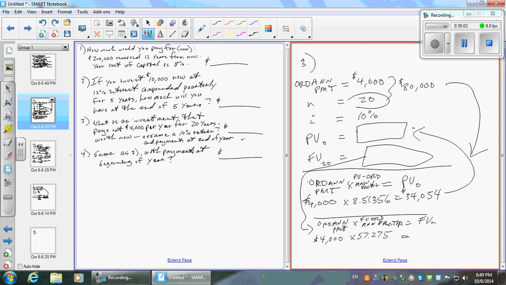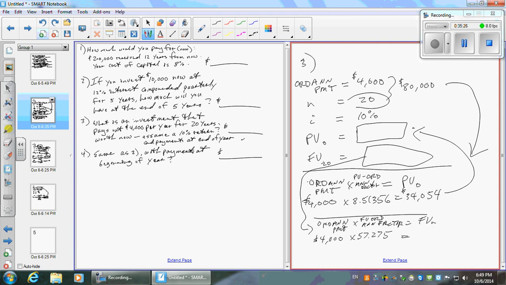$57.275. Okay? What becomes worth $57.28? $20 does. Right? Everybody get it? So what's this 4,000, 80,000, 4,000 at the end of each period for 20 periods, right? What's that 80,000 going to grow to? It's 4,000 times 57.275.